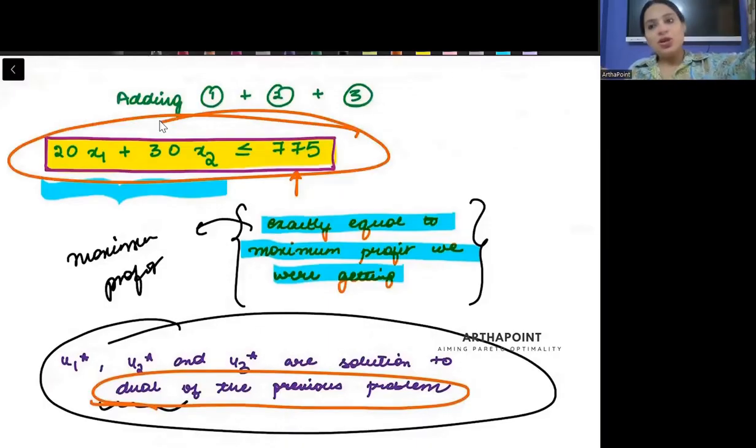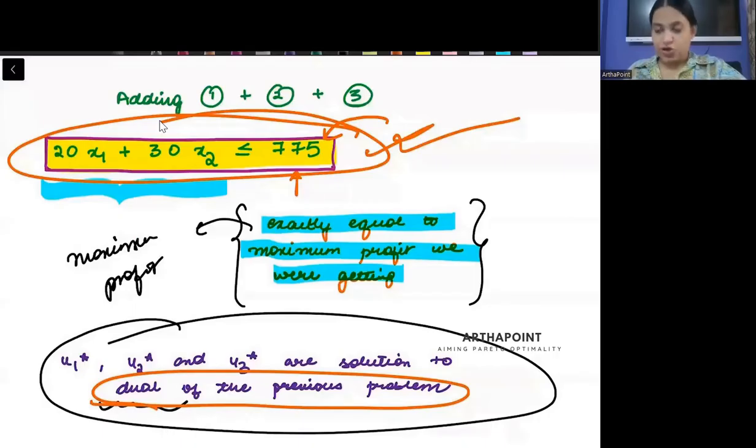So where did we start and where have we reached? You have to try and interpret this, beta. We started by maximizing profit subject to some constraints. Our maximum profit was 775. Then we found the marginal profits. We multiplied those marginal profits with the constraints, and after multiplying, we added those constraints, and by adding the constraints we got our objective function. So we reached back from the constraints to the objective function. We reached back to the objective function using the addition of these constraints.